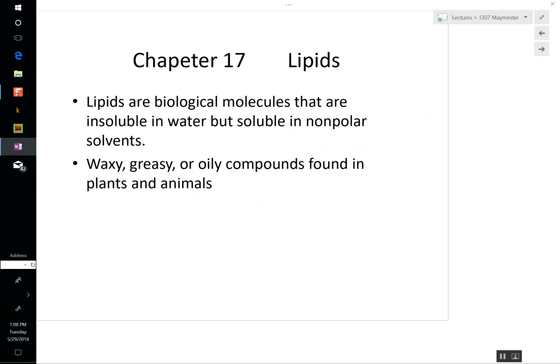So waxy, greasy, or oily compounds found in plants and animals are lipids. If you think of fat-soluble vitamins, you've heard of fat-soluble vitamins, they fall into this class of lipids. They're not soluble in water. In fact, what you'll hear from nutritionists and people dealing with supplements is that you absorb fat-soluble vitamins when you have a little bit of fat in your diet. If you don't have fat in your diet, you have a hard time absorbing fat-soluble vitamins.